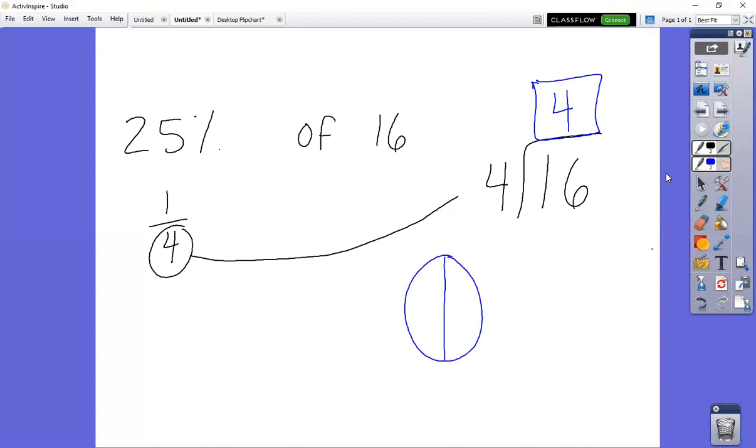So let me show you what that means. Remember our little pie over here? So if we have 25%, this is 4, then that means this would be 4, that means this would be 4, that means this would be 4. So if we do 4 plus 4 plus 4 plus 4, we should get 16. And guess what? We do. So that is what it means by 25% of 16 is 4.